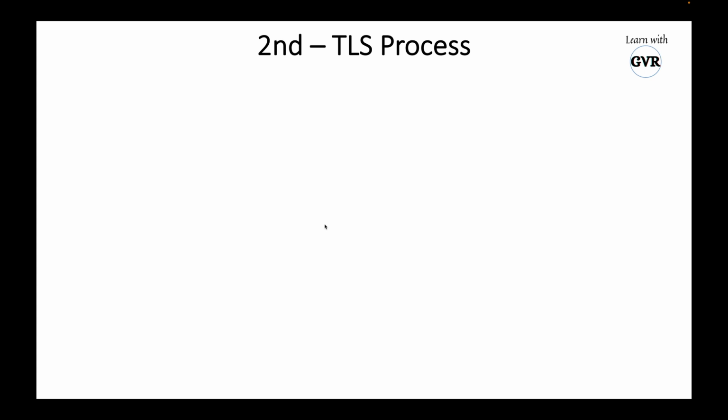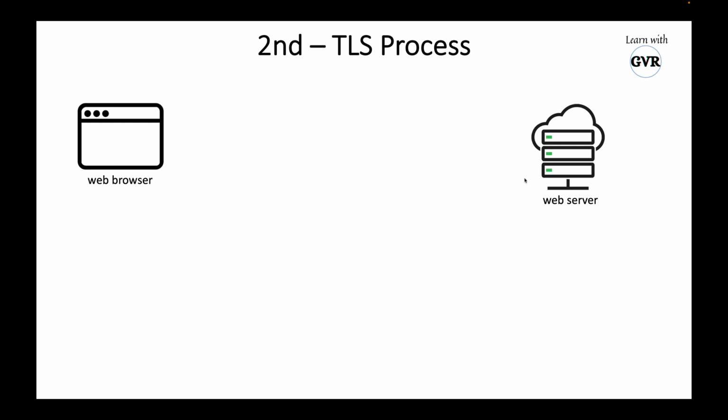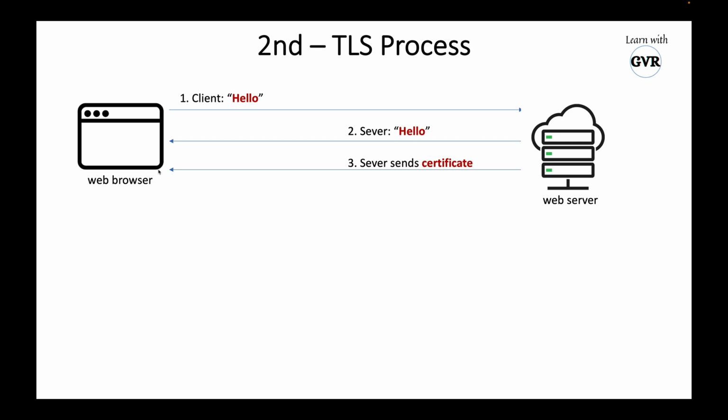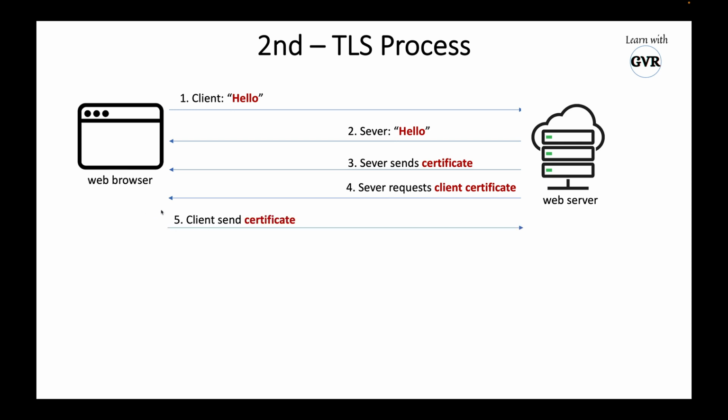Now the second step is TLS, also called the TLS handshake process. You have a browser and you have a web server, right? First the browser will send a hello message to the web server. Then the server will send back hello. Then the web server will send a certificate to the browser, and also requests the browser's client certificate. Then the browser will send its certificate back to the web server, right?